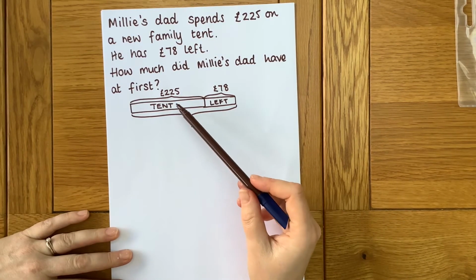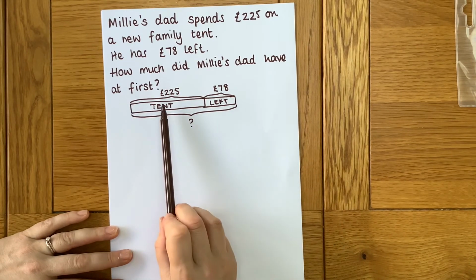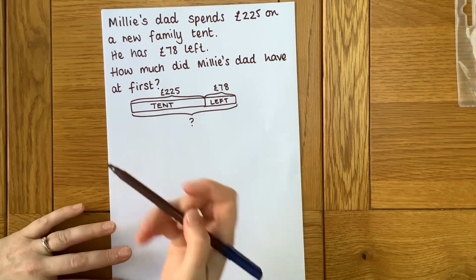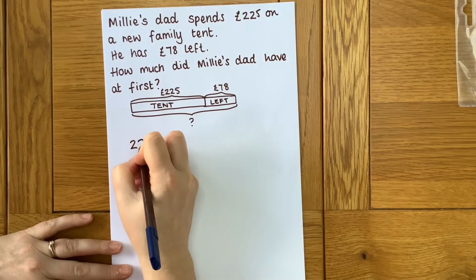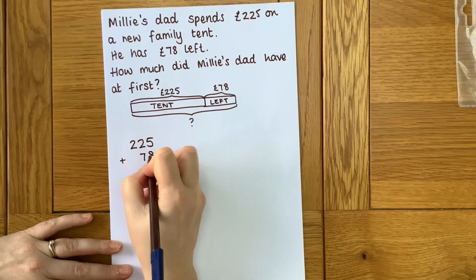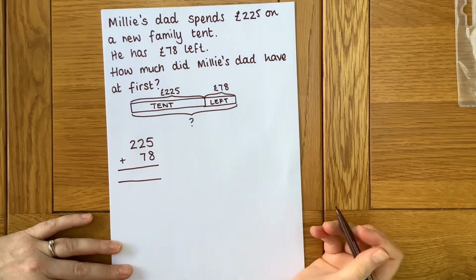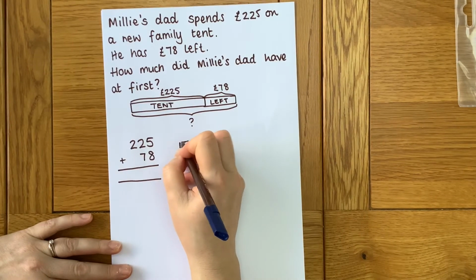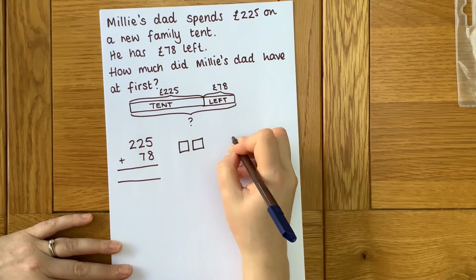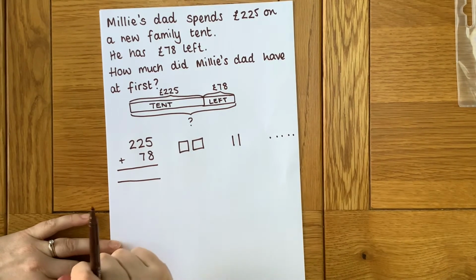Okay, so to find the answer to this one then, we want the whole amount. So we want to add these two parts together to make the whole. So we're going to do this calculation: 225 add 78. Remember, I need to line up my ones, my tens and my hundreds. I'm going to draw this one. So there's 2 hundreds, 2 tens and 5 ones for 225.